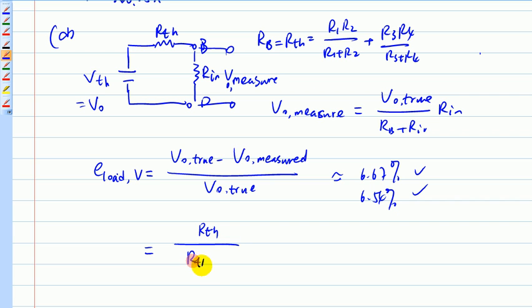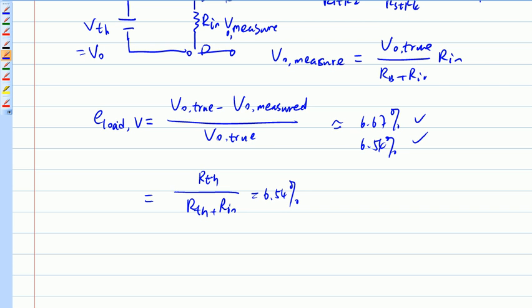Divided by RTH plus RIN. Okay, that's the same thing. So you get 6.454%. Okay, so this is the number 4 question.